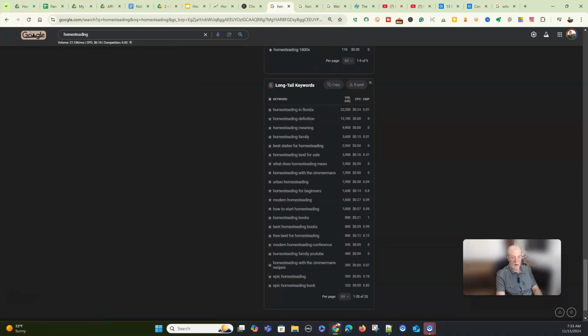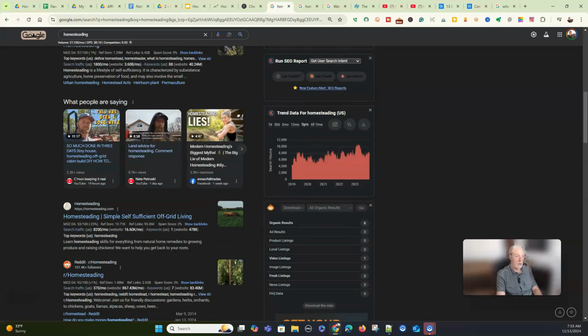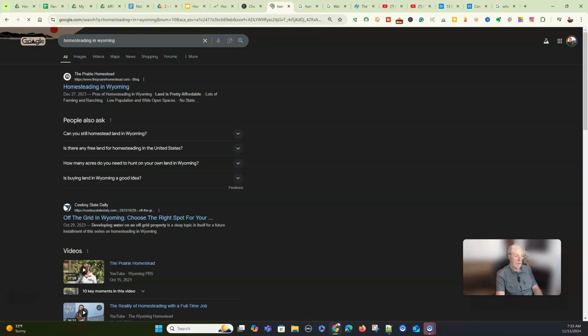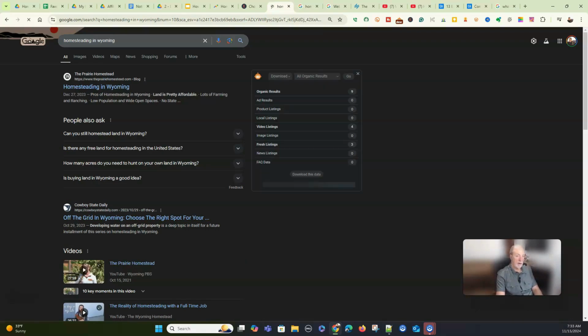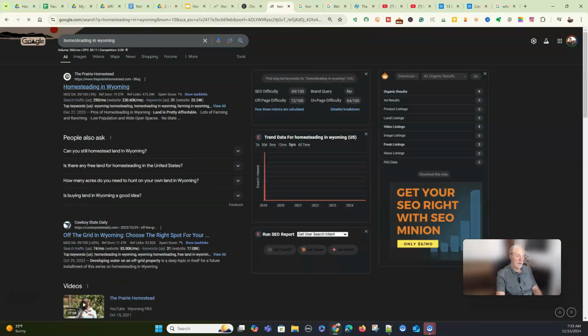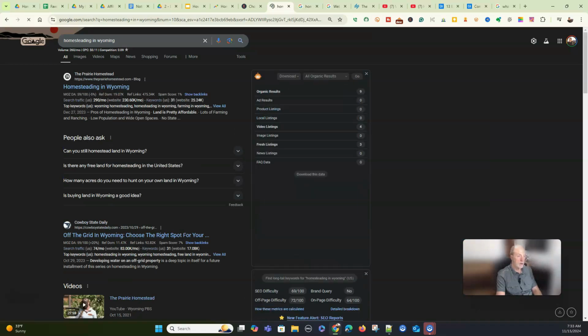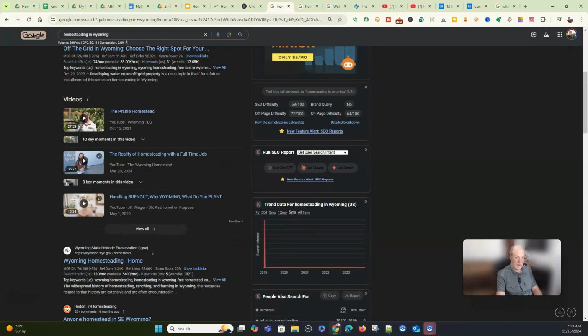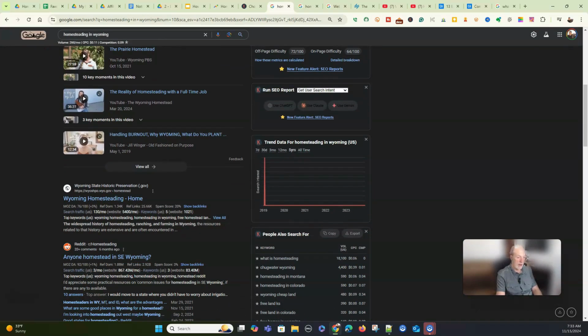And then we get into the long tail keywords here. Homesteading in Florida, this is where you begin to niche down. So we would focus on homesteading in Wyoming. So let's just take a quick look at that. And we see there that it'll give us the data there. 260 searches a month. We've got very low competition there. So this is a keyword that I would probably focus on. And then we can go even farther than that.